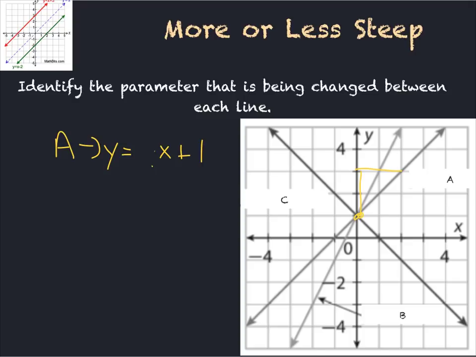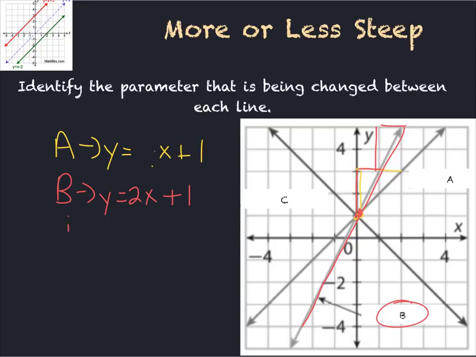What's happening with line B? This is line B right here. It looks like our y-intercept is the same. Our y-intercept is still 1, so it's still going to be y equals something plus 1. But what's happening with the slope? Okay, so for line B, our slope is going to be 2 over 1. Our rise is 2, and our run is 1. So our equation is actually going to be y equals 2x plus 1. We are making our graph more steep by increasing the slope. Okay, so that is what's happening with line B.